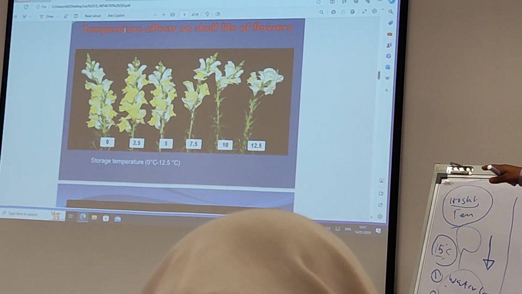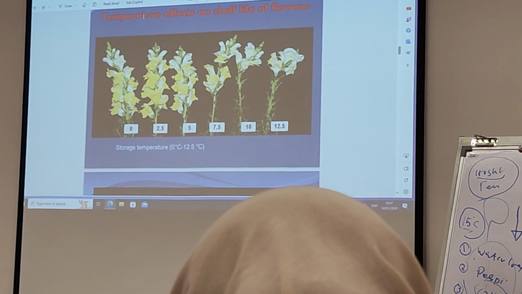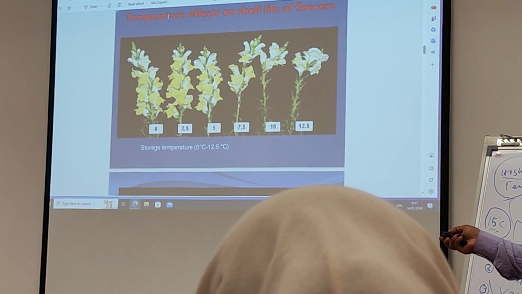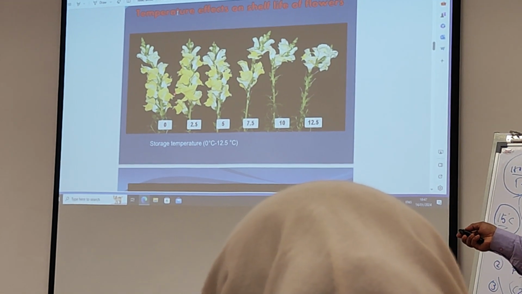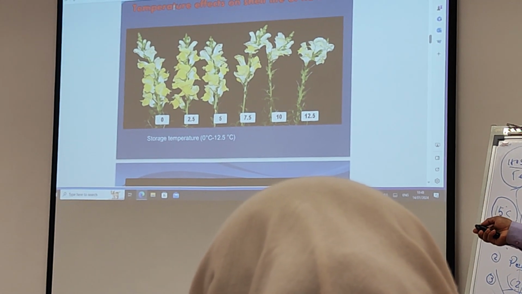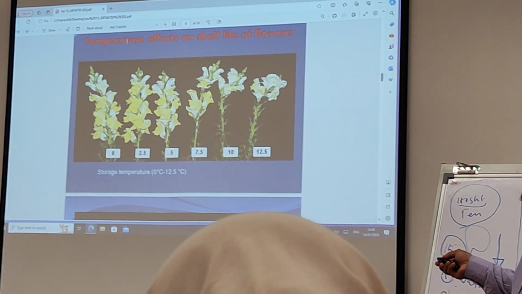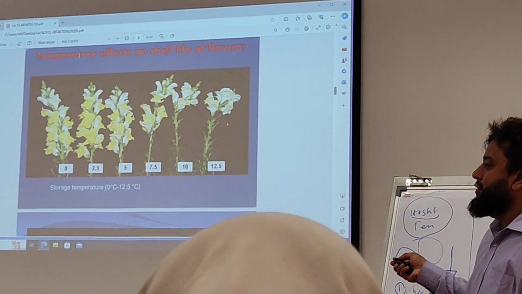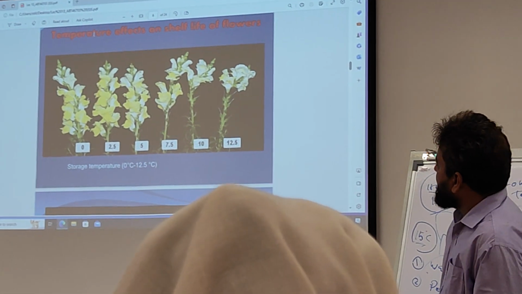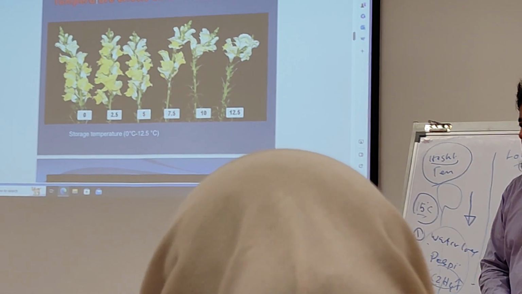Here we can see a stick of a particular flower. Do you know the name of this flower? Maybe this one is gladiolus. Here you can see it at 0 degrees with all the petals. And if the temperature starts to increase, then you can see many petals drop, many flowers drop.